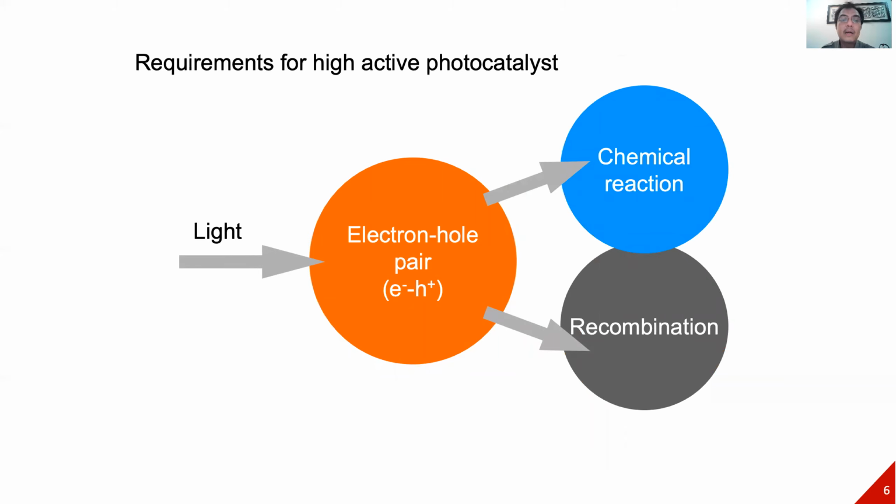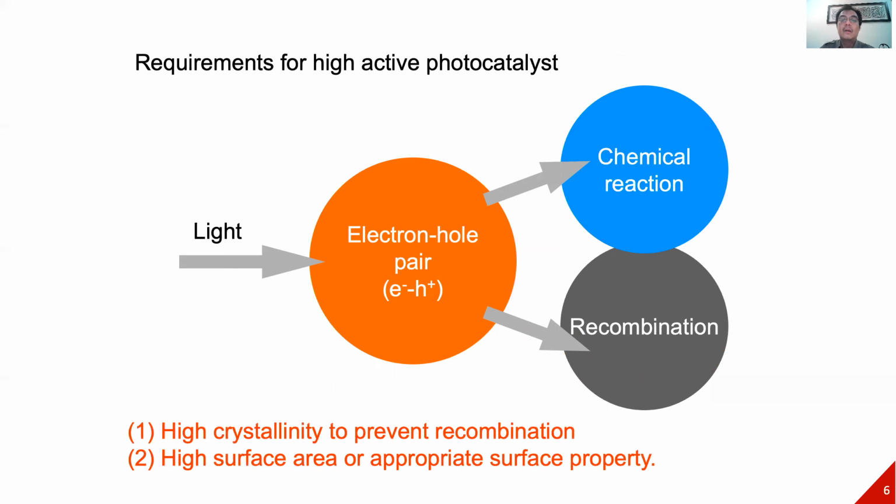So if we look at the requirements for a highly active photocatalyst, it has generally been proposed that to avoid recombination, it usually needs a material that has high crystallinity and also high surface area. So by using this kind of material properties, electron and hole can be used for the chemical reaction effectively. If not, they will recombine.